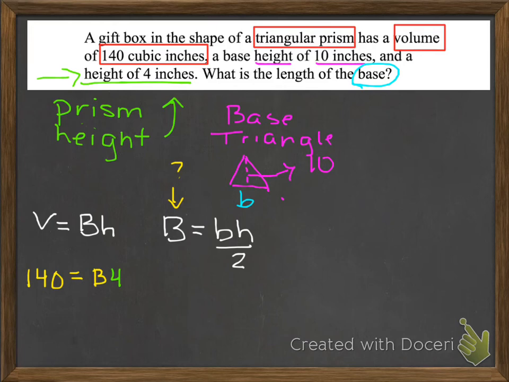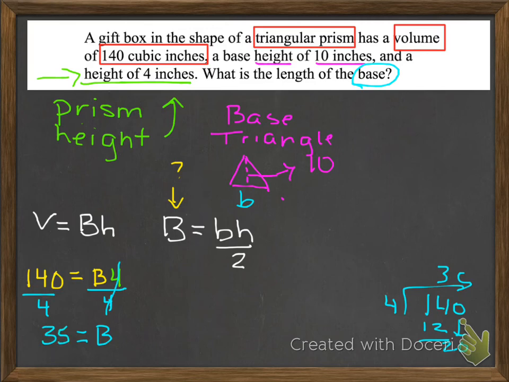So now I'm going to stick with this formula for a second because I'm going to see what I can find out about big B. In order to do that, I need to divide both sides by 4 because we're undoing that multiply by 4. So now we're just going to divide it out. And we get that big B is equal to, and then off to the side somewhere we can do that math. 140 divided by 4, we get 35. Okay, so we get an area of the base of 35.